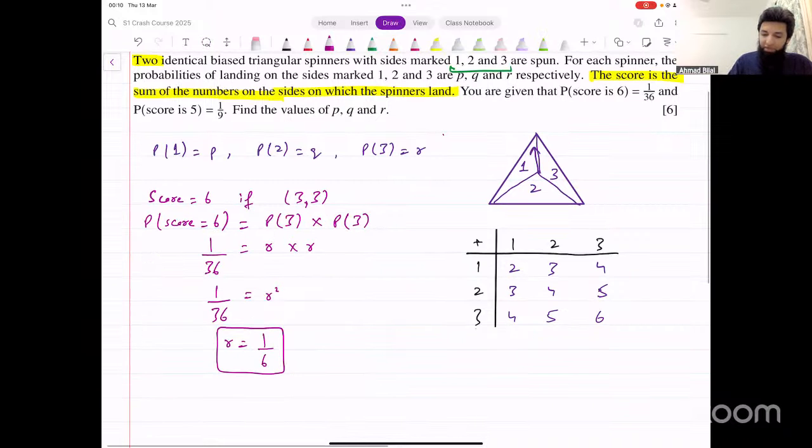Then we're given that the probability of getting a score of 5 is 1 over 9. Now, when can we get a score of 5? Score of 5 can be obtained when on one spinner you have 2 and on the other you have 3, but there are 2 possible outcomes. You can have 2, 3, or you can have 3, 2. There are 2 possible cases that we can have for this.